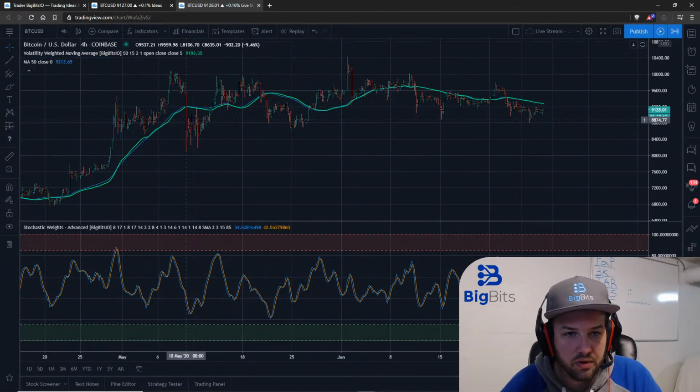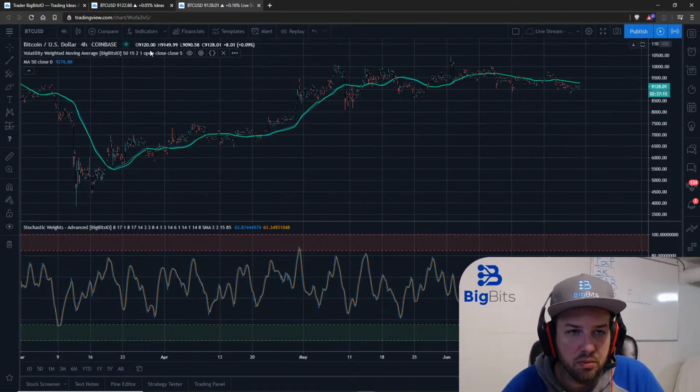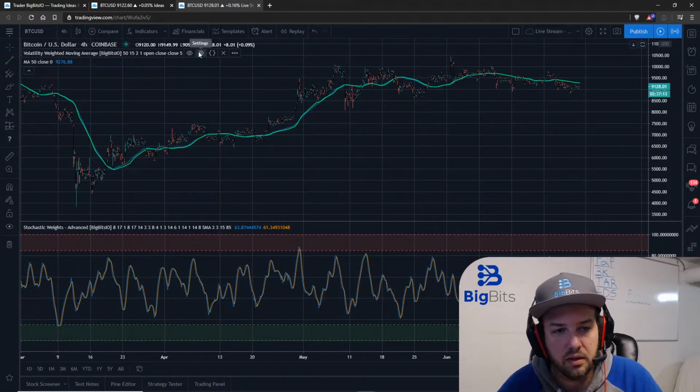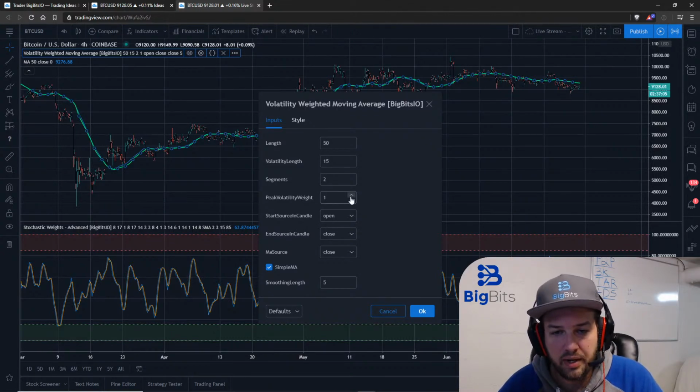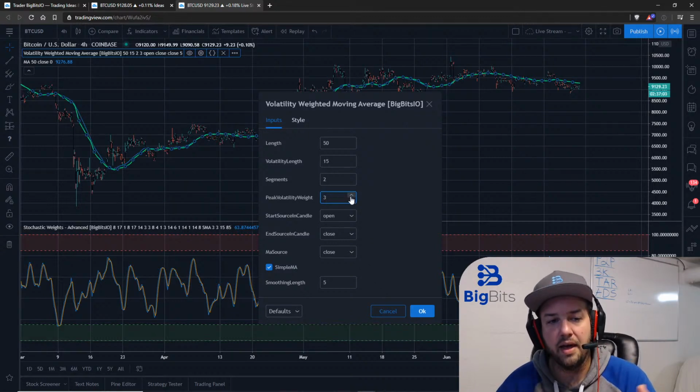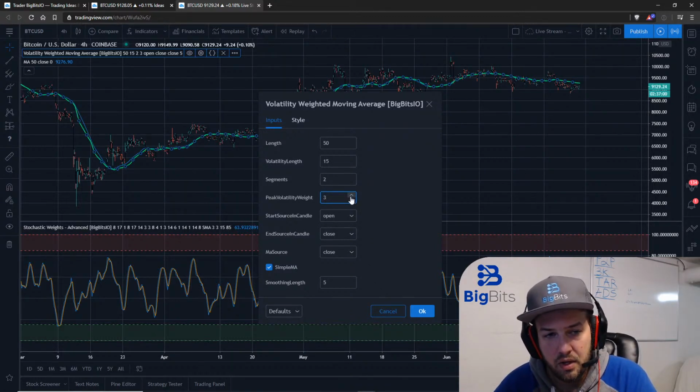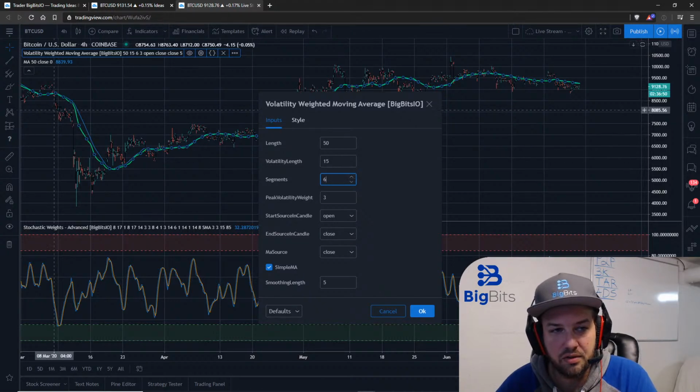So I've also done some work to this one. You can tell it's pretty much a simple moving average, but it's weighting the higher volatility candles more. And we can actually adjust how much weight those high volatility candles have. I've added a peak volatility weight. So whenever a candle is in the peak volatility segment, then it will be weighted much heavier. You can see it makes the green line go a little bit further away from the blue line there, the more we weight those very volatile candles.